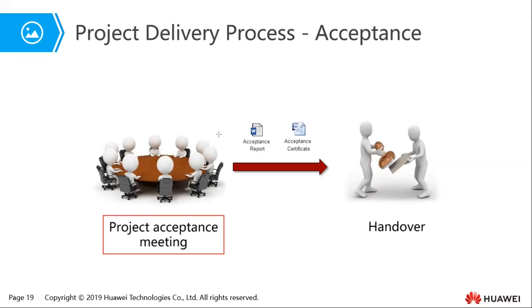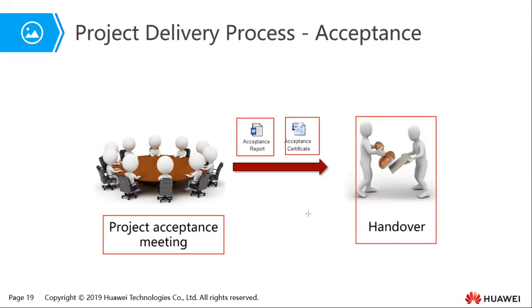At the end of this project acceptance meeting, you'll have an acceptance report, and the engineering team will also be given an acceptance certificate, and that is what marks almost the end of the project, what we call the handover. So you are able now to hand over everything that is associated with this project to the customer, so that the customer can now completely own and control their network and be able to run it going forward.